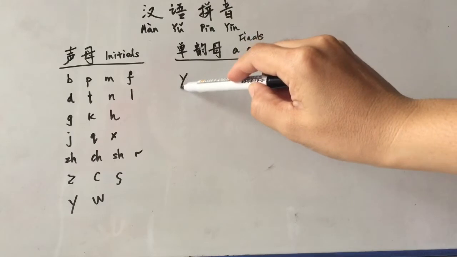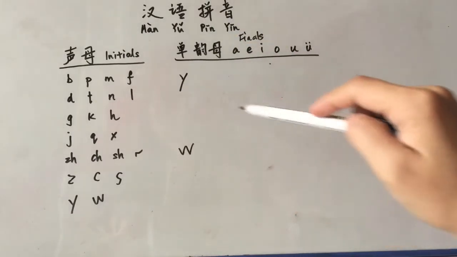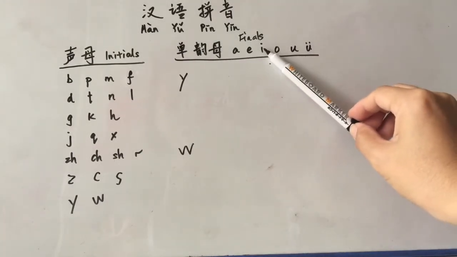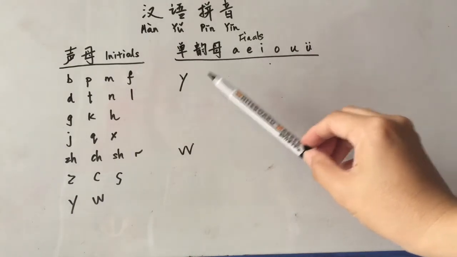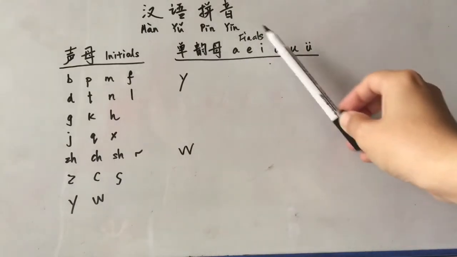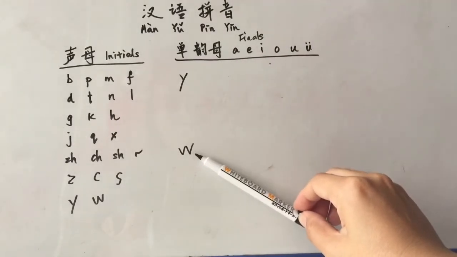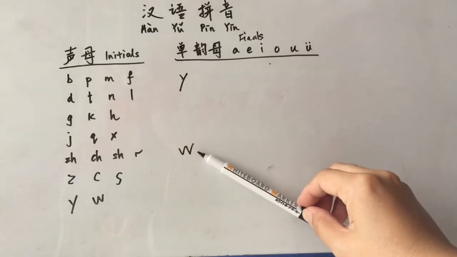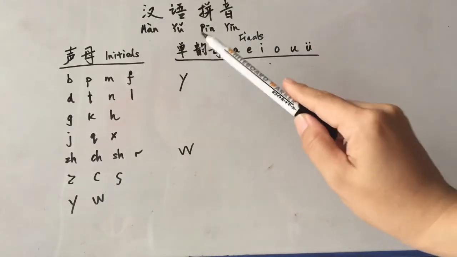Y is this, and this is W. The sound of this Y is the same as this I, and this one is also I. But this is a final and this is an initial. Initial means it is put in front, and this one is put behind, so they are called finals and initials. This sound is U, the same as this U. This is a final, this is an initial. So let's try to use the initials to match with the finals.